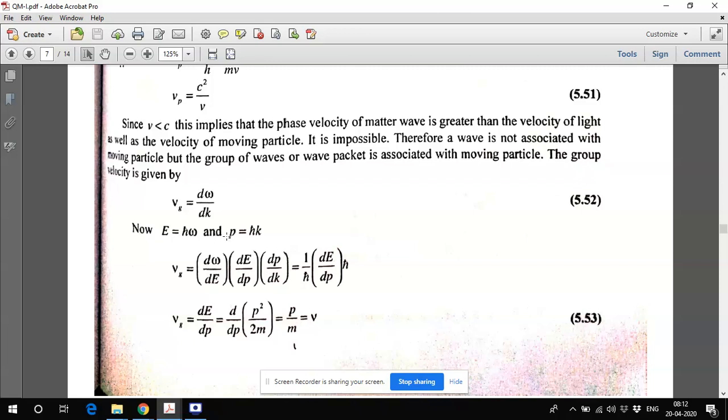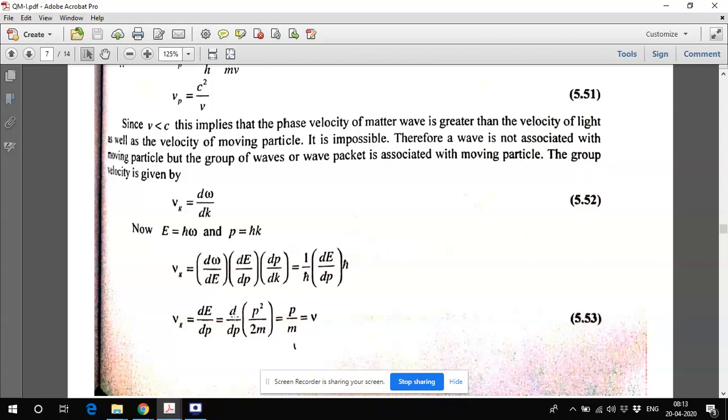Similarly, you can get dp by dk from here. dp by dk would be h cross. So these two quantities, the first one and this one, will lead to 1 upon h cross and h cross, so this will be cancelled out. Ultimately my Vg will be dE by dp. So d omega by dk has now been changed into dE by dp.